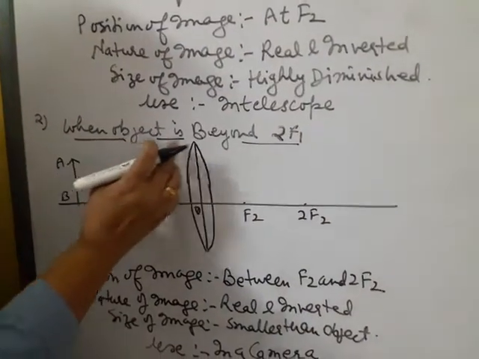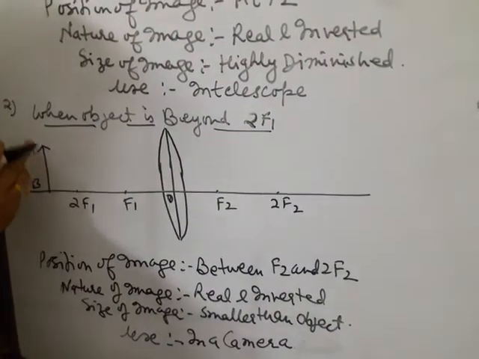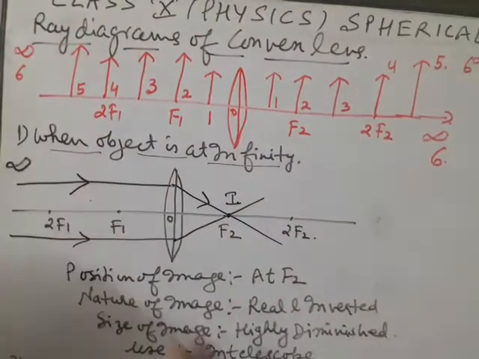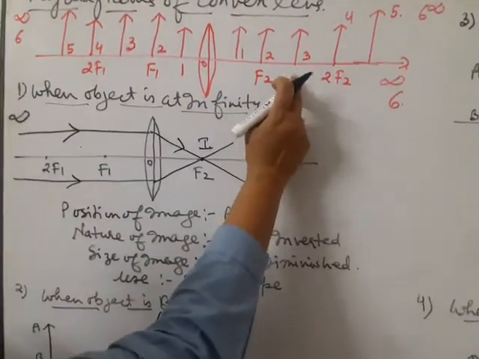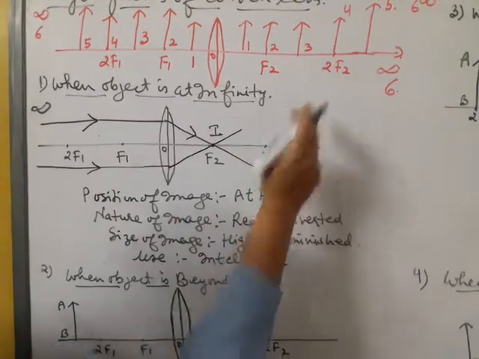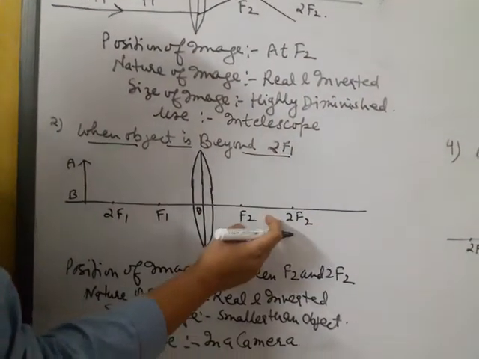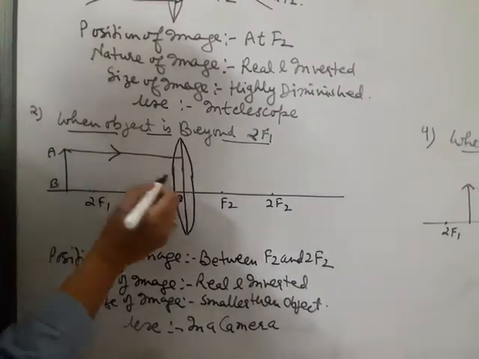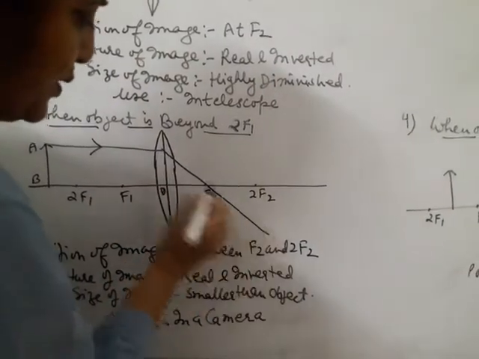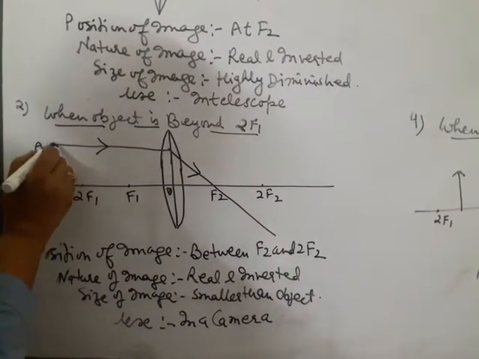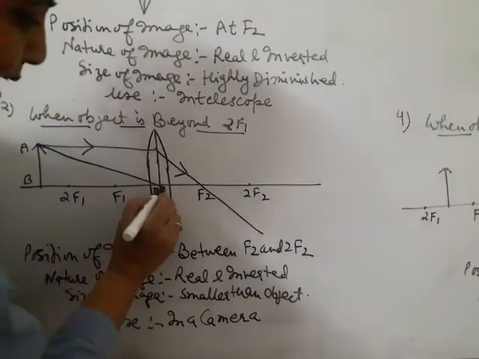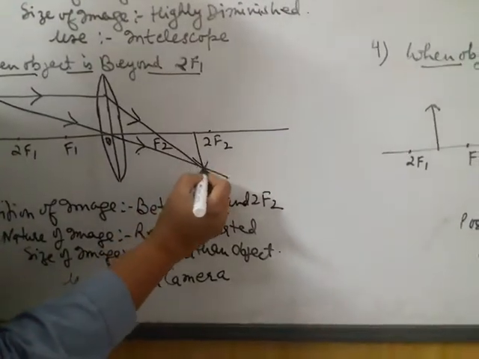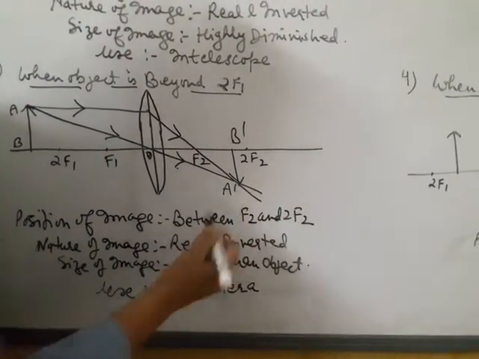Second is when object is beyond 2F1. Beyond 2F1 is fifth position, and 5 plus 3 is 8. So 3 is this between F2 and 2F2. So image will be formed between F2 and 2F2. Let's draw it. First ray parallel to the principal axis passes through focus. Second ray passing through optical center goes straight without deviation, and here image is formed, B dash A dash.